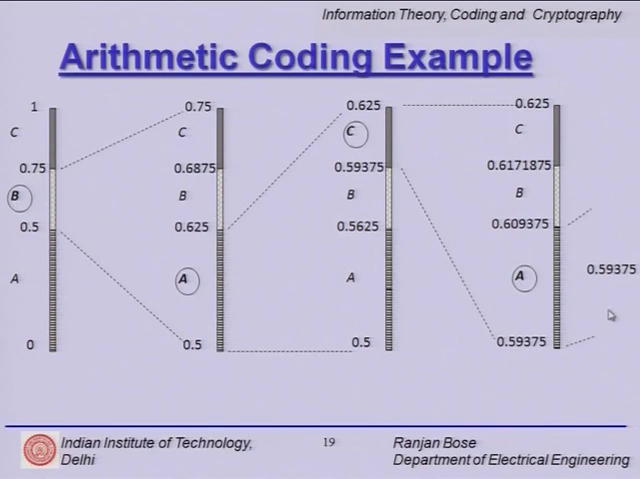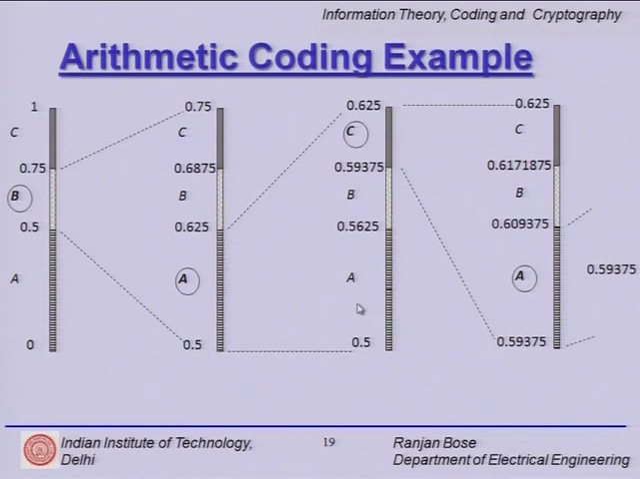And suppose I say I have had enough, why don't you now tell me what is the code word for BACA, right? What is the code word? Well, I am not giving you one symbol at a time, I am giving you the entire code word for BACA, and the answer is 0.59375. Any number between these two boundaries, 0.59375 and 0.609375, any number, pick at random, is a valid code word for BACA. Okay?